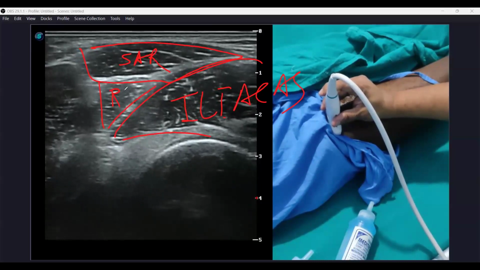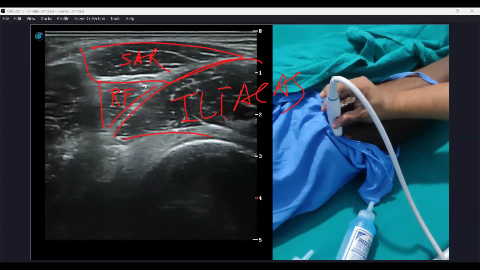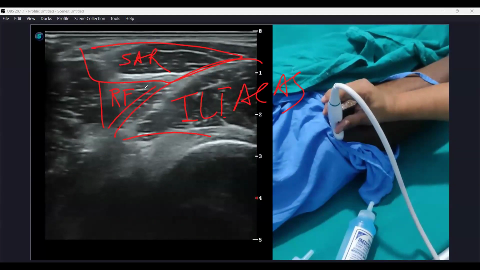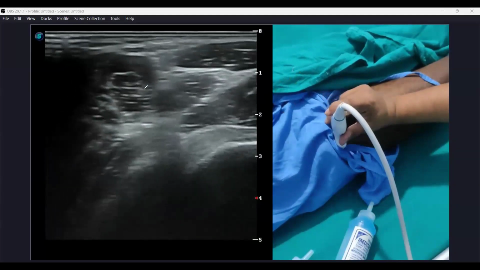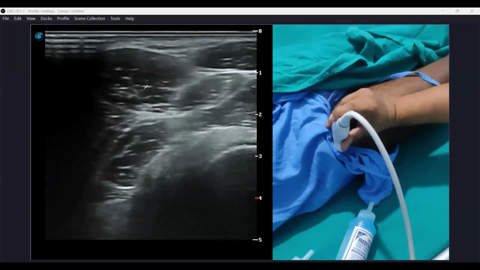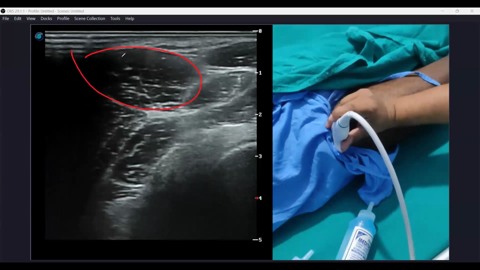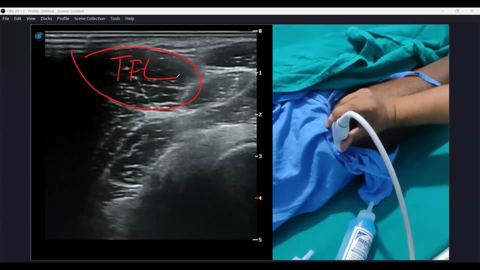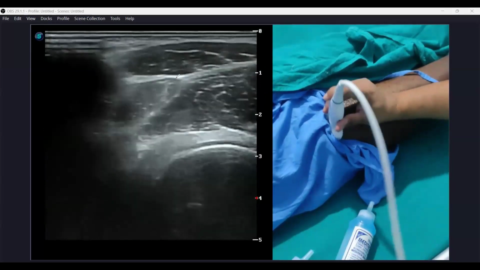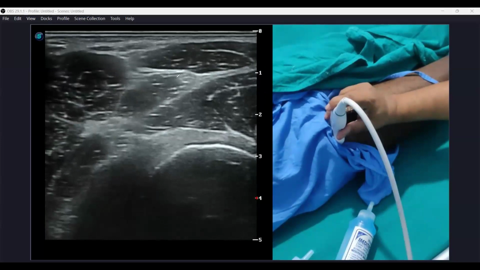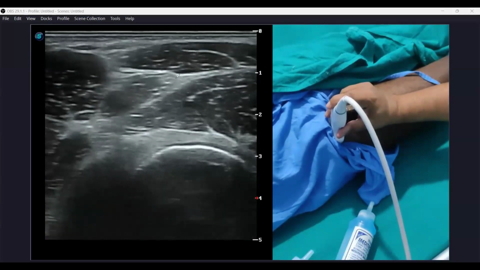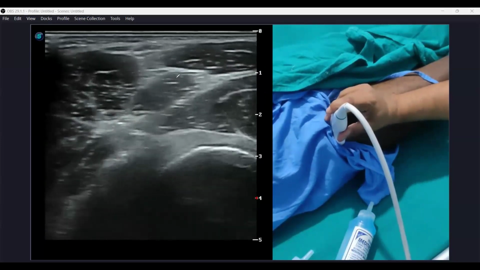Okay, here we have the rectus femoris. The small portion is visible, and if we go farther lateral, we will be able to see the next muscle. Here we can see the tensor fascia lata. Okay, so we are able to see the rectus femoris, sartorius, and tensor fascia lata.